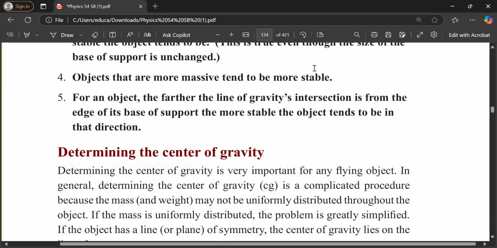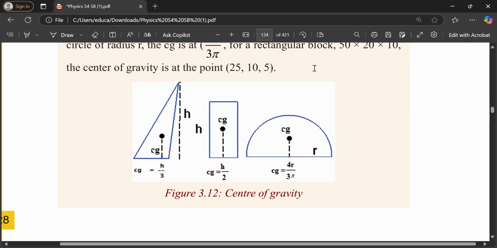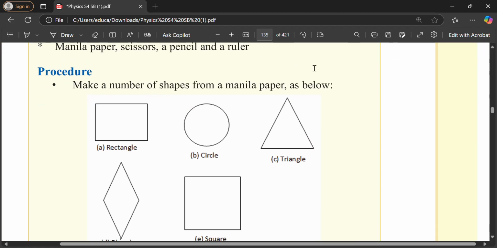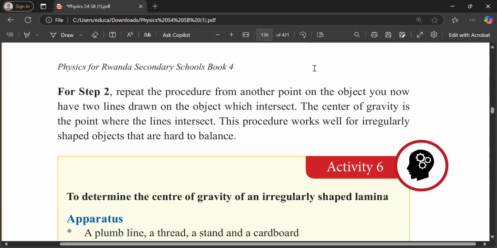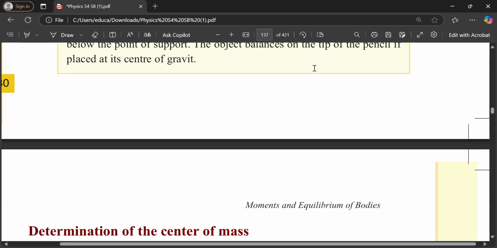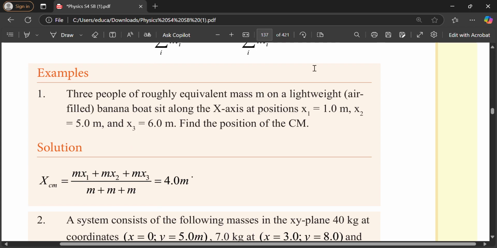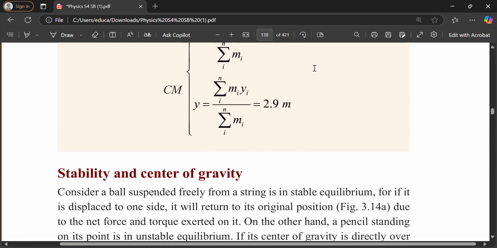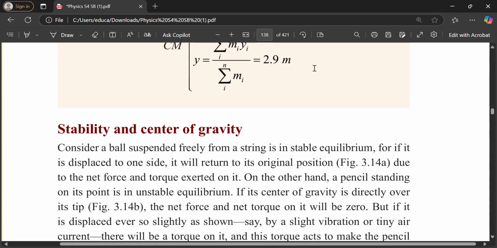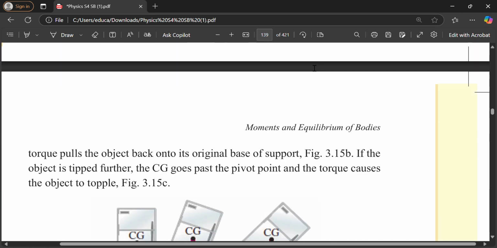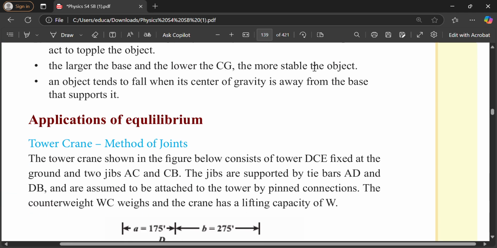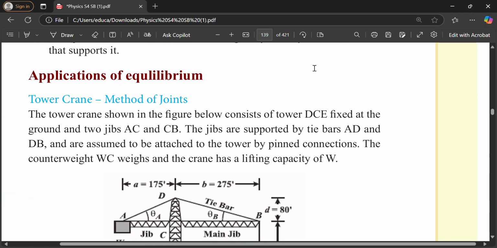So kandi ikindi tugomba kumva nuko center of gravity ishobora kugira gute guhinduka. Center of gravity irahinduka bitewe na shape ya object ndetse na movement iri gukora, cyangwa se n'ahantu n'ibikoze movement igahindura direction or whatever. Ibyo ngibyo tubyita center of gravity iragira gute irahinduka.